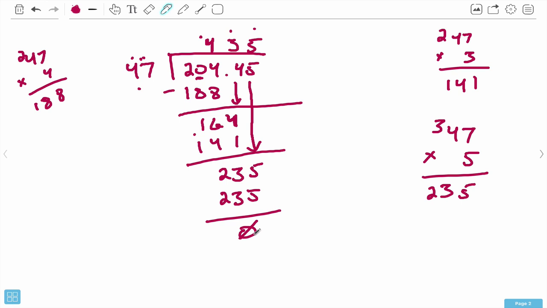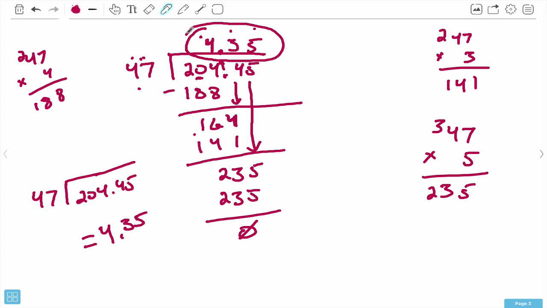So just like with the addition and subtraction, we're just going to take this decimal point and put it right here. Just move it straight up. So 204.45 divided by 47 equals 4.35, which is the exact same number that you have right there.